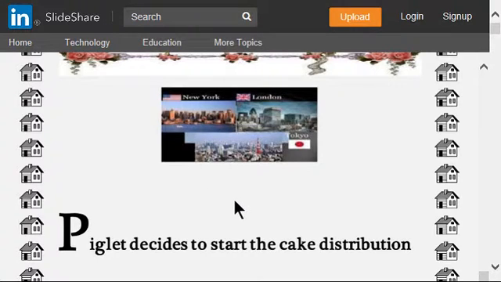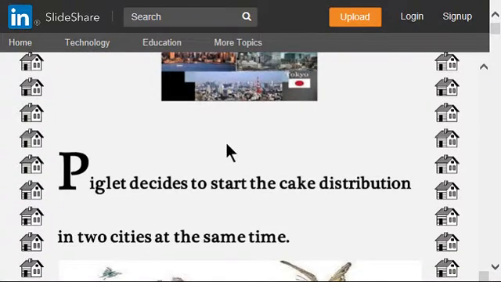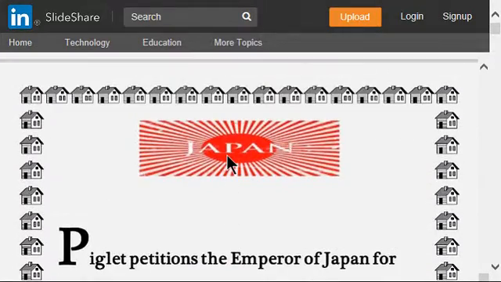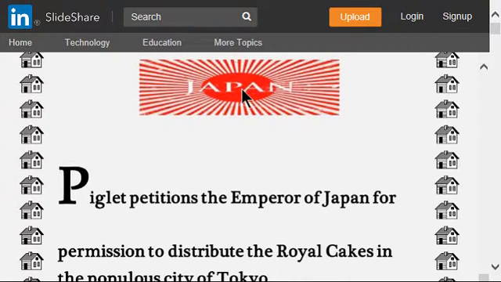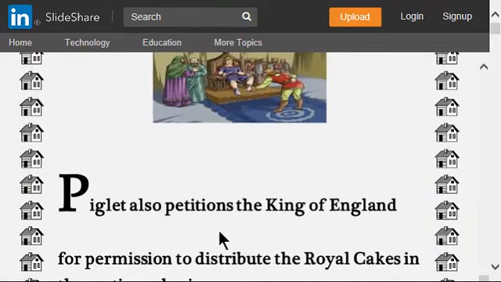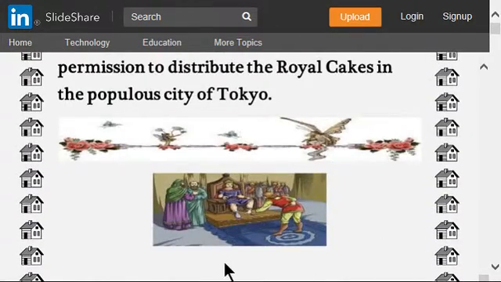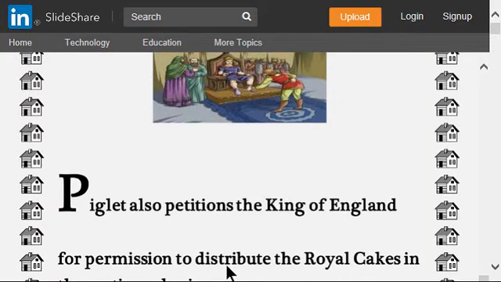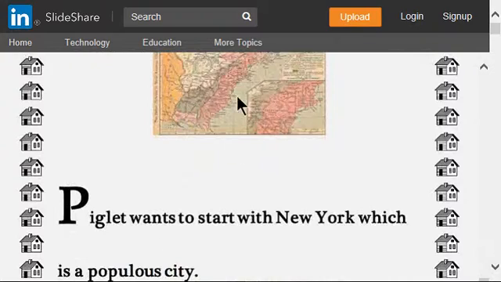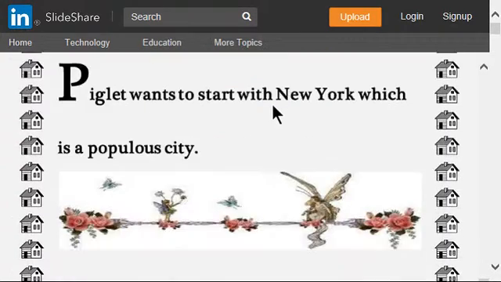Piglet decided to start the cake distribution in two cities at the same time. Piglet decides on Tokyo in Japan. Piglet petitions the Emperor of Japan for permission to distribute the royal cakes in the populous city of Tokyo. Piglet petitions the King of England for permission to distribute the royal cakes in the respective colonies. Piglet looks up the map and decides to start with New York, which is a populous city.